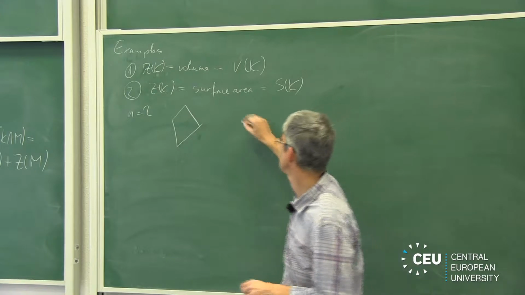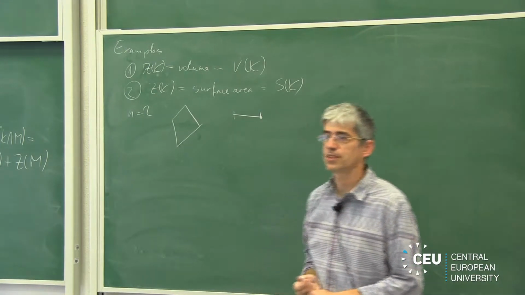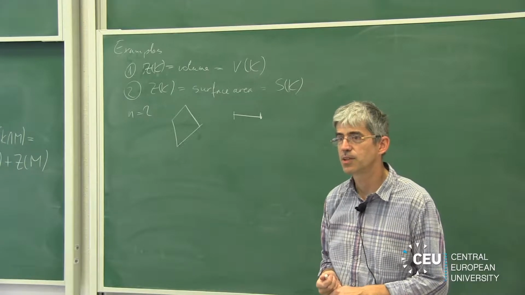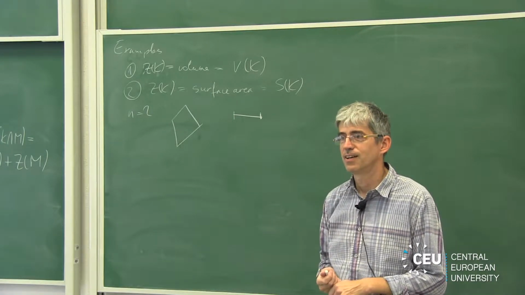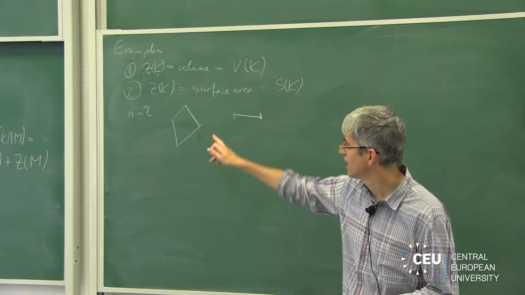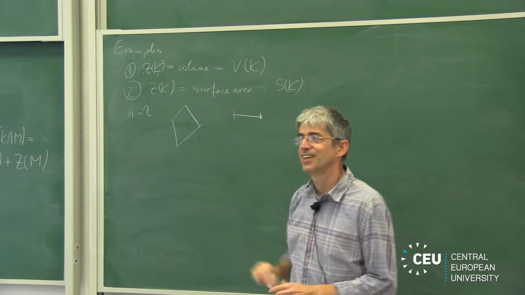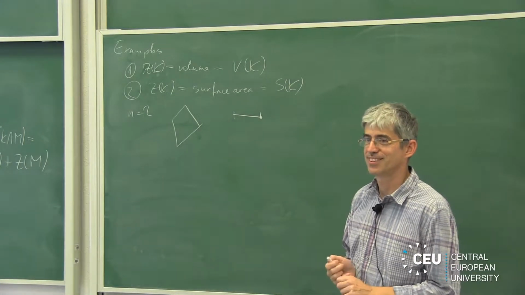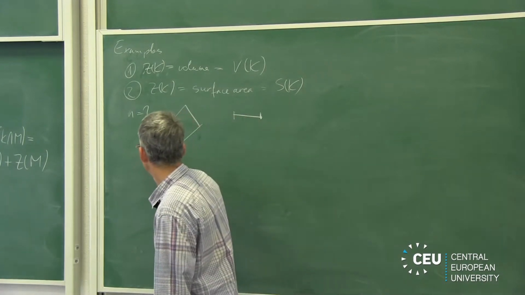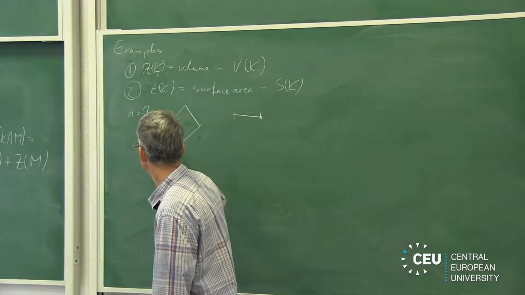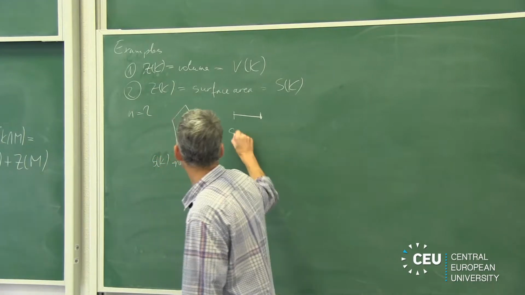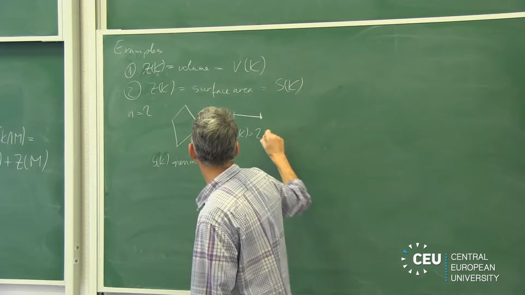Then just the perimeter. If I write a segment, what is the surface area? I'm sorry? 0? No, actually it's positive. It's n equals 2 in this case. It's twice the segment. So in this case, S of K is the perimeter. In this case, S of K is twice the length.